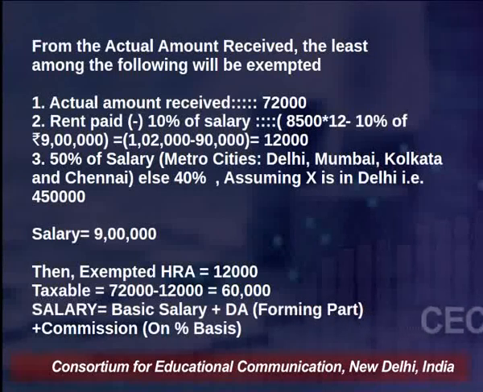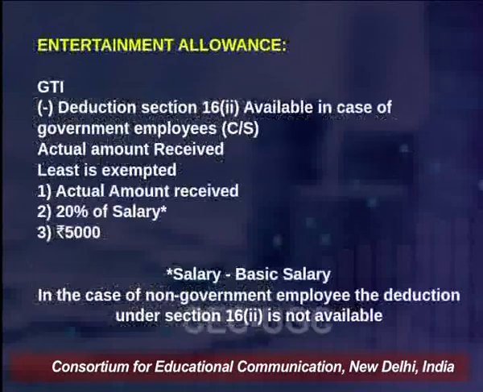Now let us assume the person stays in Delhi. So in this particular scenario, 50% of this 9 lakh rupees will be taken up as the person is residing in Delhi. So the limit comes out to be 4,50,000. So in this case, the exempted HRA is the least of these 3 points, which is as per point number 2, which is your amount 12,000 rupees. So out of that 72,000 rupees that you have received as HRA, your 12,000 rupees will be exempted and the remaining 60,000 will be taxable.